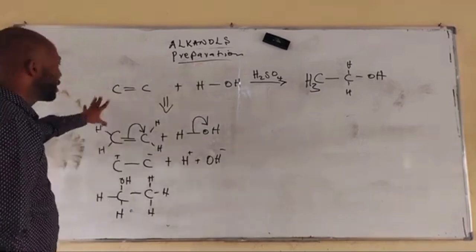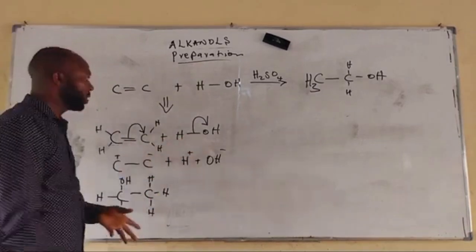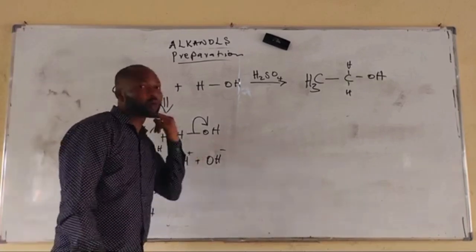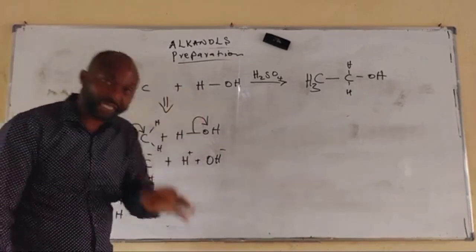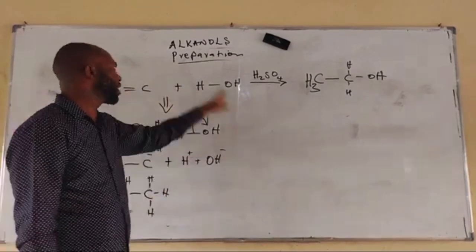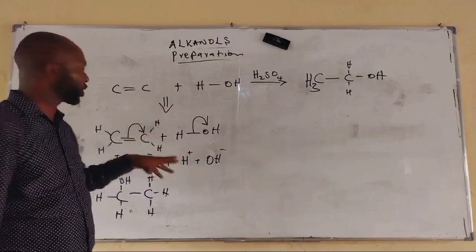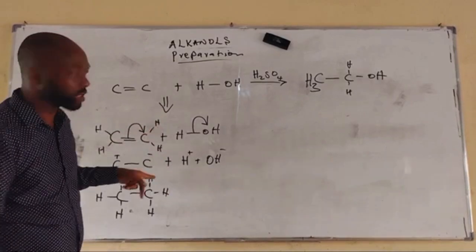So in a longer chain of an alkene, the position of the water molecule coming into the alkene group depends on where the double bond is. You don't just bring it and put it anywhere you like. It has to go to where the double bond is, because that is where the chemistry is taking place. You have to take note of that.